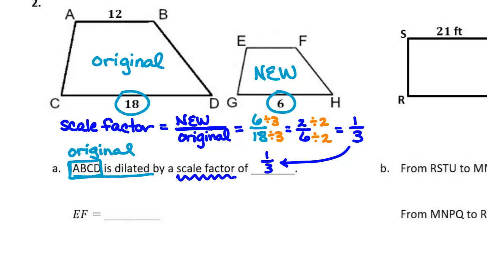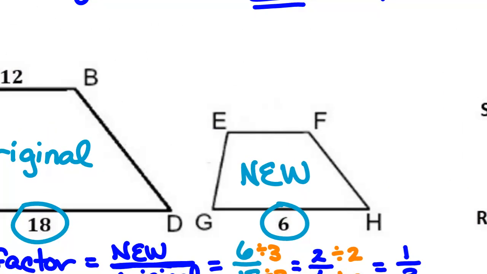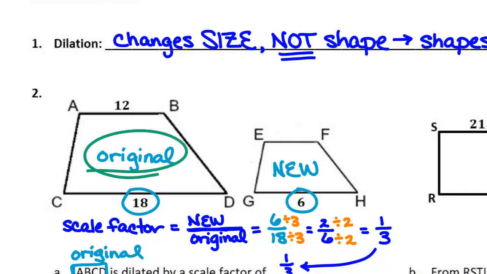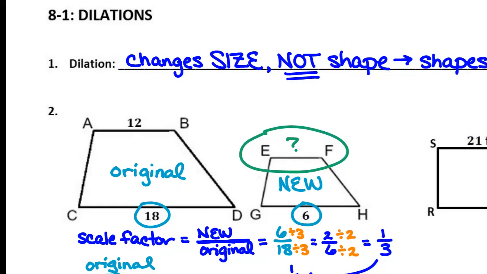All right. There's another part to this question. We found our scale factor. It's 1/3. But they also want me to find segment EF. Is EF on my original or my new shape? It's on the new one. This is what we're looking for here, EF. Do we know how big the corresponding piece is on the original? 12. There we go. These are corresponding pieces.